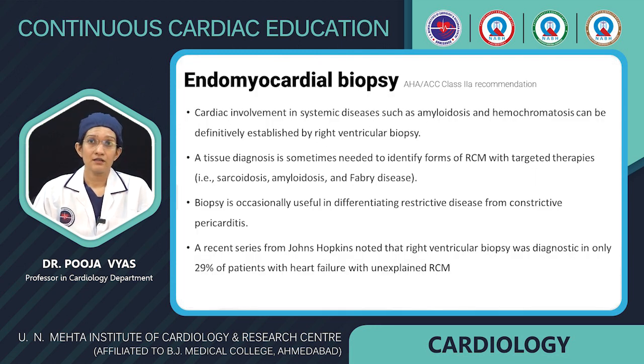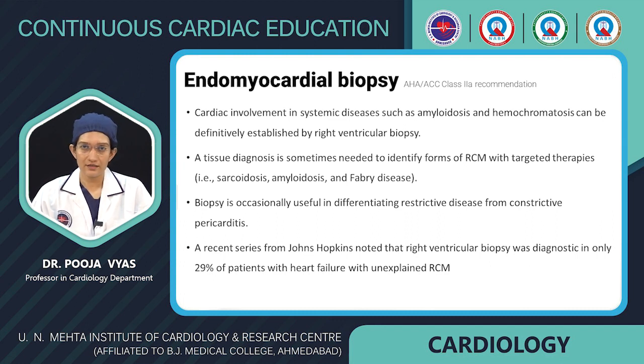Endomyocardial biopsy is a class 2A recommendation for diagnosing etiologies in restrictive cardiomyopathy, and one series from Johns Hopkins says that the diagnostic yield of this endomyocardial biopsy is only 29%, but it can diagnose some systemic diseases like amyloidosis and hemochromatosis. It also helps in diagnosing sarcoidosis and Fabry's disease.